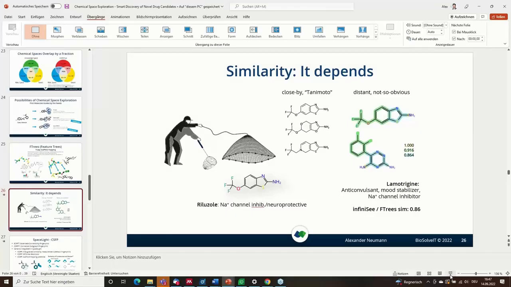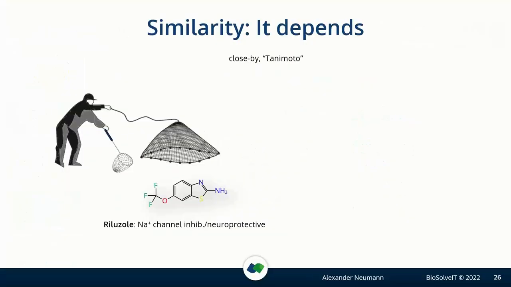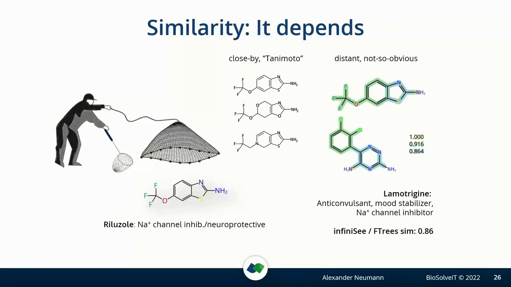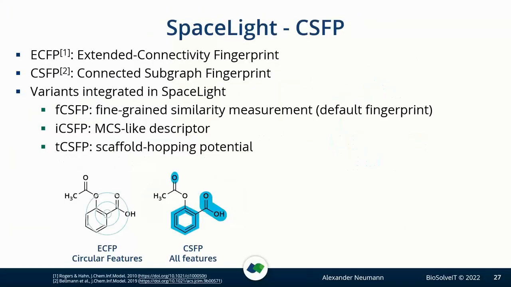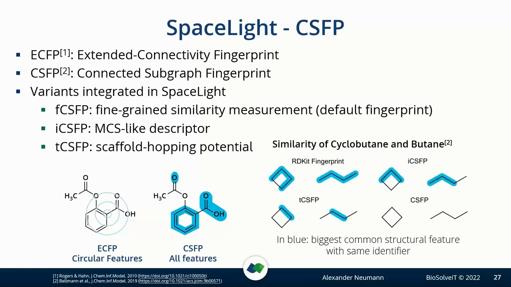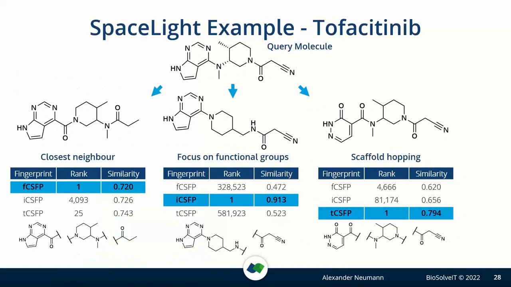Next, I would just like to mention what's about to happen in the next few months in our offices. The next addition will be the Spacelight search. I don't want to go too much into detail because time is progressing. What Spacelight does is perform a fingerprint-based screening for candidates, and by applying different fingerprint methods, you can also guide your search there.